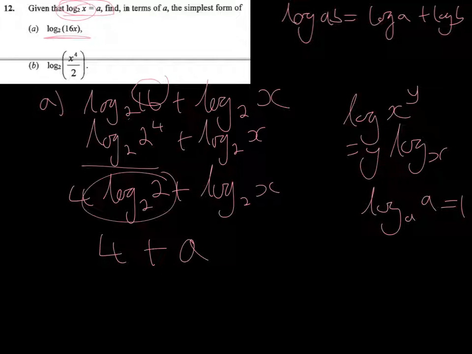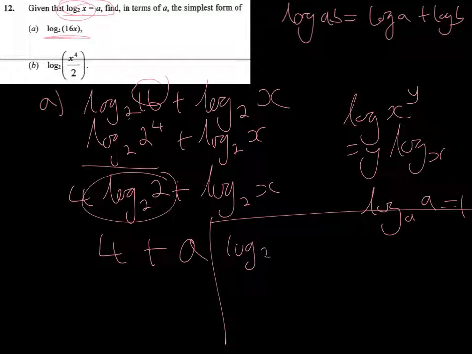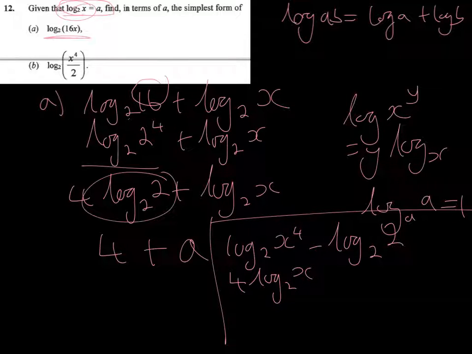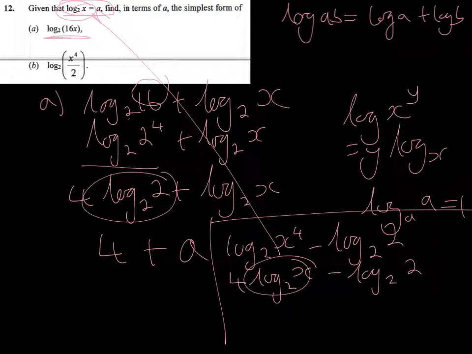In the second part of the question, again, essentially just using log laws here. So we can express this as log to the base 2 of x to the power 4 minus log to the base 2 of 2. Again, bring the exponent down. This is going to be 4 log to the base 2 of x minus log to the base 2 of 2. Again, log to the base 2 of x equals a. We're told that up here. So this is going to be 4a. And indeed, again, this is just going to equal 1. So part B is going to be 4a minus 1.